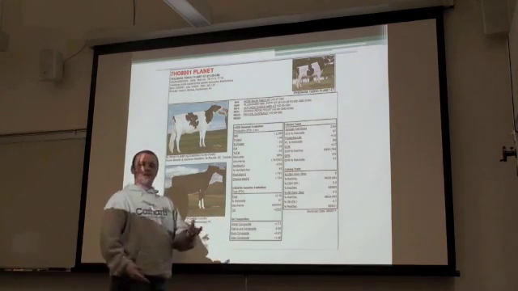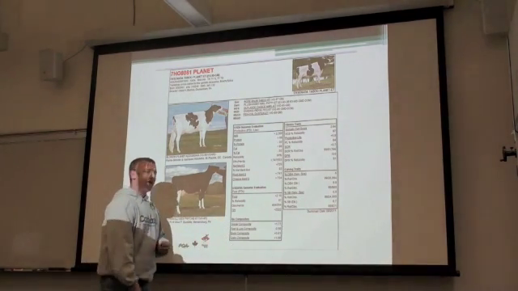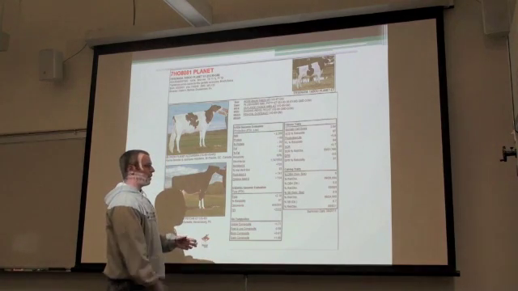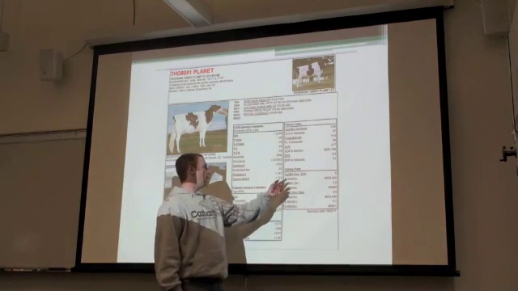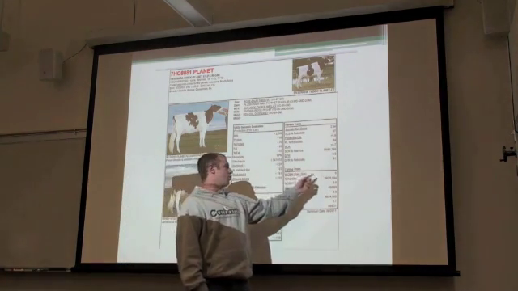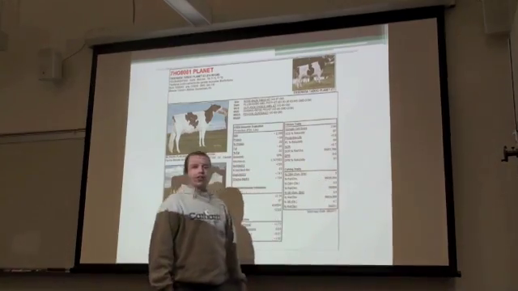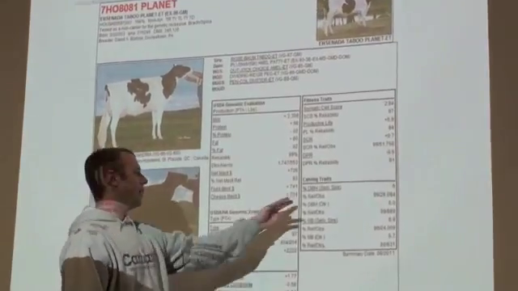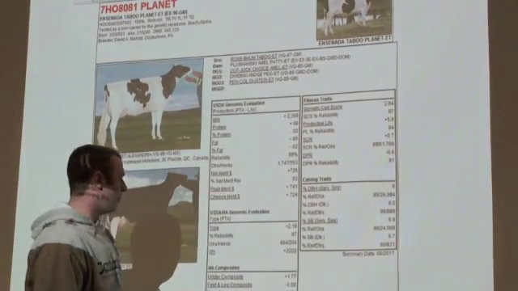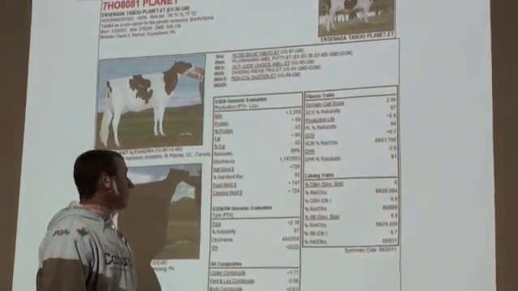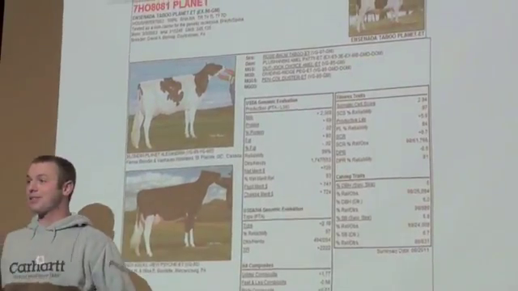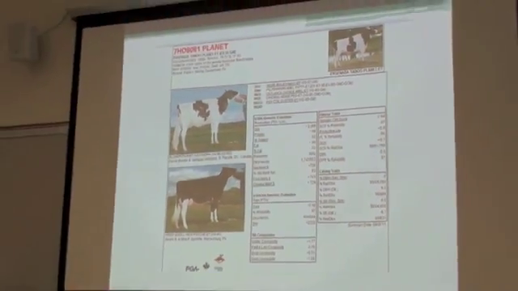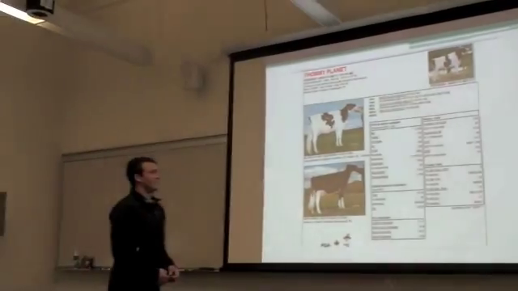You might be seeing a lot of these percent reliabilities. Basically, that's just saying how reliable this information is. We can see from here that there are 26,094 daughters from this bull that they have looked at, and so the percent reliability is 99%. That's basically what I know, unless you have something else to add, Professor. That's very good, Cody. Thank you very much.